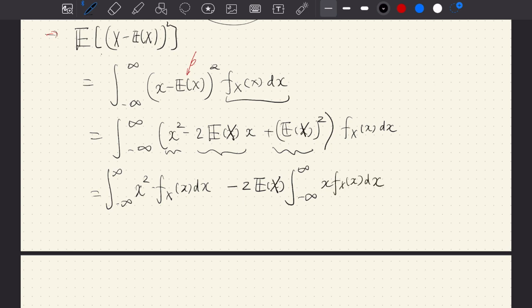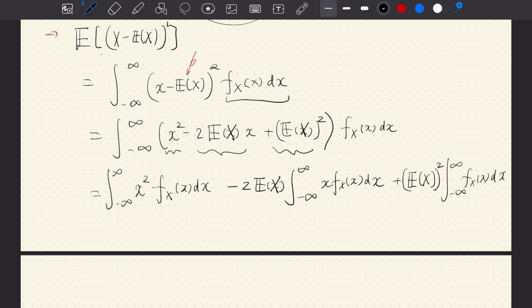Okay. So for the second term, you have a constant of negative 2 expectation of X. This is just a constant multiple, so you pull it out of the integration sign, so you get this. And at last you can pull expectation of X squared out of the integral and get this.